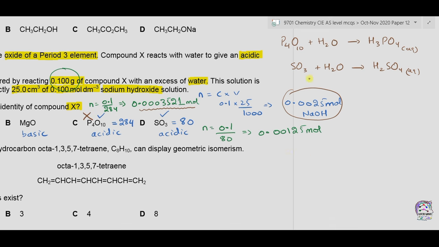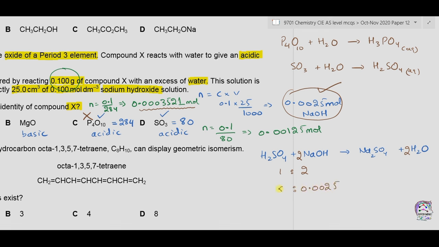Let's find the same for D. We have sulfur trioxide which forms sulfuric acid. So the neutralization reaction will be H2SO4 plus sodium hydroxide. It will form sodium sulfate along with water. Upon balancing, we would have 2 moles of NaOH and 2 moles of H2O. Now the ratio between sulfuric acid and NaOH according to the balanced equation is 1:2, and we have 0.0025 moles of NaOH.